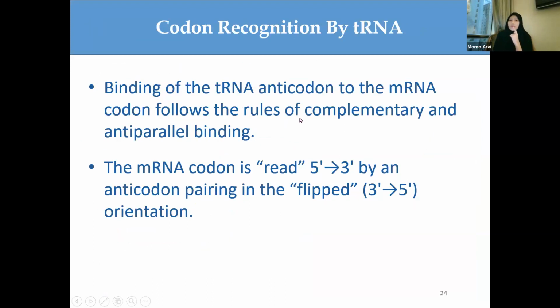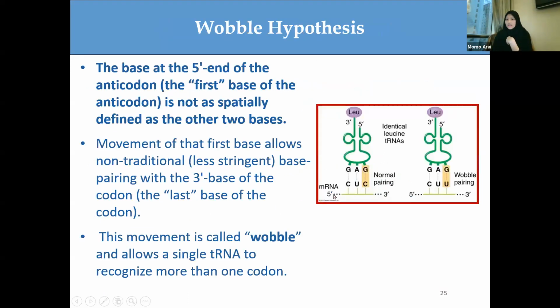Okay. So tRNA binds to the mRNA by anticodon-codon. They're complementary, and the mRNA is read 5' to 3', and the anticodon is the opposite. It's flipped, so 3' to 5'. So mRNA is always 5' to 3', and tRNA is 3' to 5'.